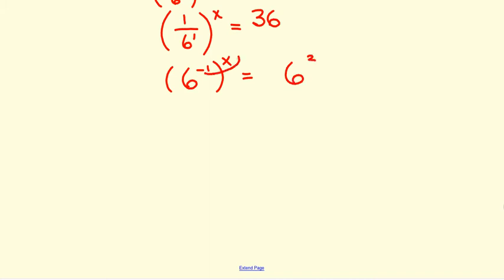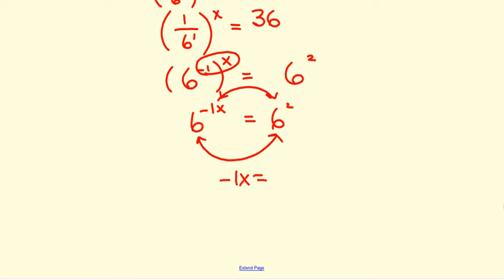Now I have a power to a power, so it's 6 to the -1x power equals 6 squared. What I've done now is change both the right and left-hand side to the same base, exponential base 6. Since my bases are the same, my exponents have to be the same. So -1x equals 2. Now we'll solve this for x. x equals 2 over -1, so x equals -2.